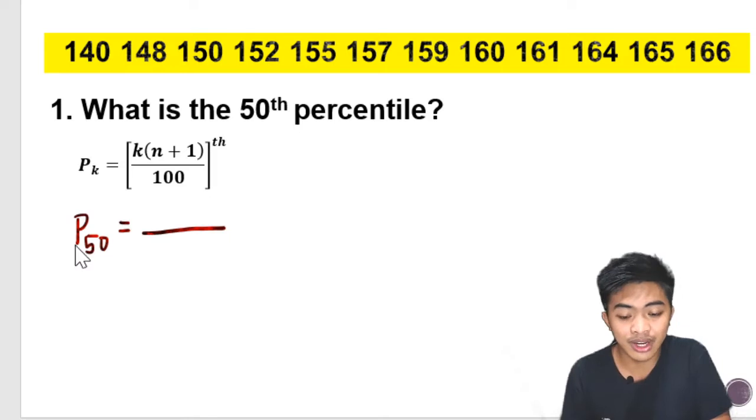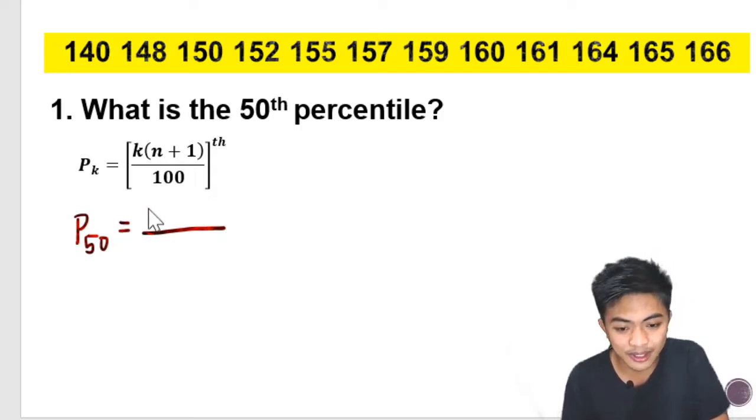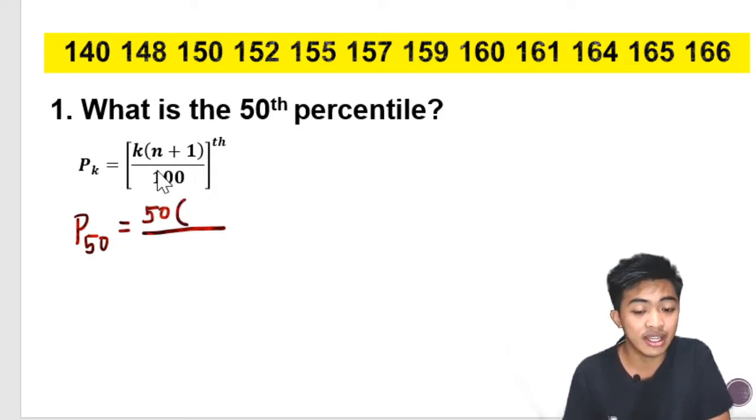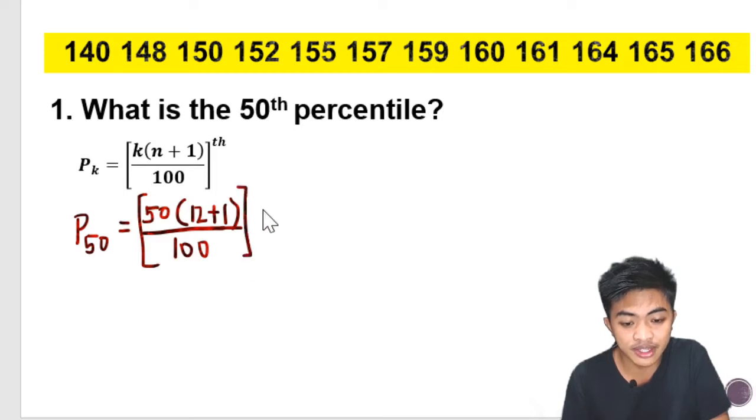So dito, we are asked to solve for the 50th percentile. Yung subscript is 50. Ang isa-substitute natin ay 50. And then we have here N. N in statistics is usually the number of values in the dataset. Okay, so bilangin lang natin kung ilang numbers ang nandito sa dataset natin. So we have here 1, 2, 3, 4, 5, 6, 7, 8, 9, 10, 11, 12. So our N is 12 plus 1 over 100. And don't forget the TH.